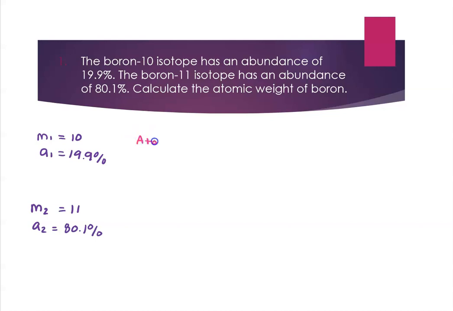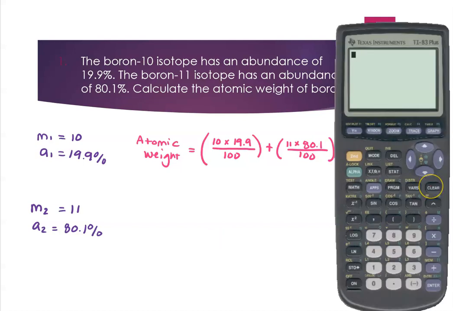So the atomic weight is going to be the mass times abundance of isotope 1 divided by 100, plus the mass times the abundance of isotope 2 divided by 100. There are several different ways that you can put this into your calculator. You can do it just as shown here with all the parentheses. So we can do 10 times 19.9 divided by 100, close parentheses, plus 11 times 80.1 divided by 100, close parentheses. And we get an answer.